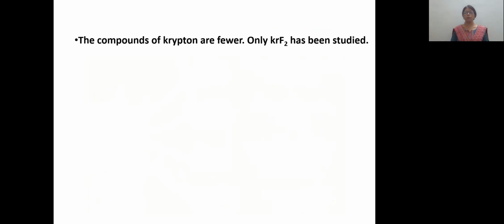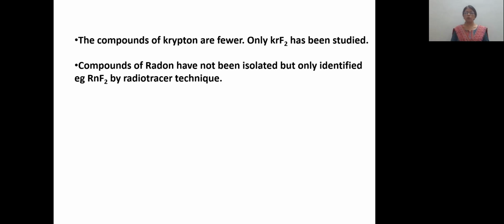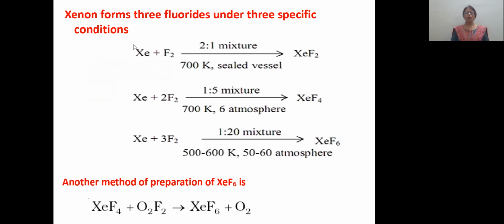The compounds of krypton are fewer, only krypton difluoride has been studied. The compounds of radon have not been isolated but only identified, that is RnF2, by the radio tracer technique. There is no true compound of argon, neon, or helium. Now, let's discuss xenon and its fluorides.